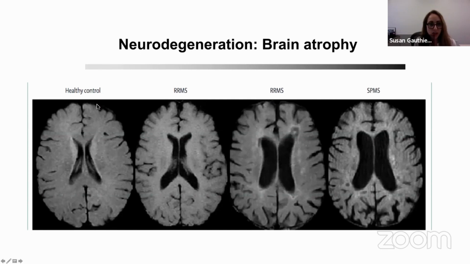And you can see, compared to a healthy control, that the ventricles of a relapsing patient are ballooned out. As you go further into the relapsing remitting phase of the disease, there's more ballooning and deepening of the sulci. And then by the time you get to secondary progressive MS, this is quite a diseased brain with a lot of volume loss.